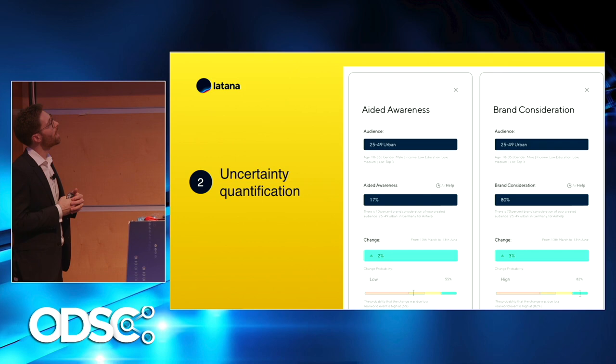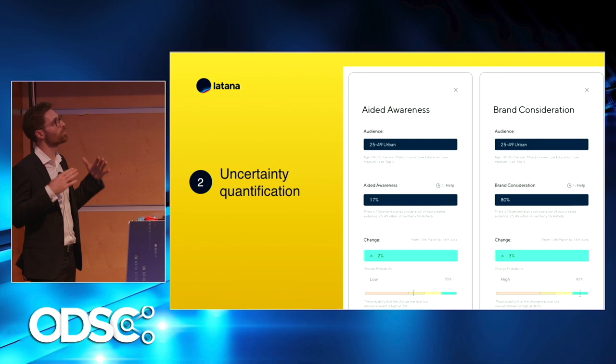Whereas if you look at, for example, brand consideration, it jumped about 3%, and those estimates have distributions with much smaller tails in a way. So it's really likely that it is actually due to a true effect.